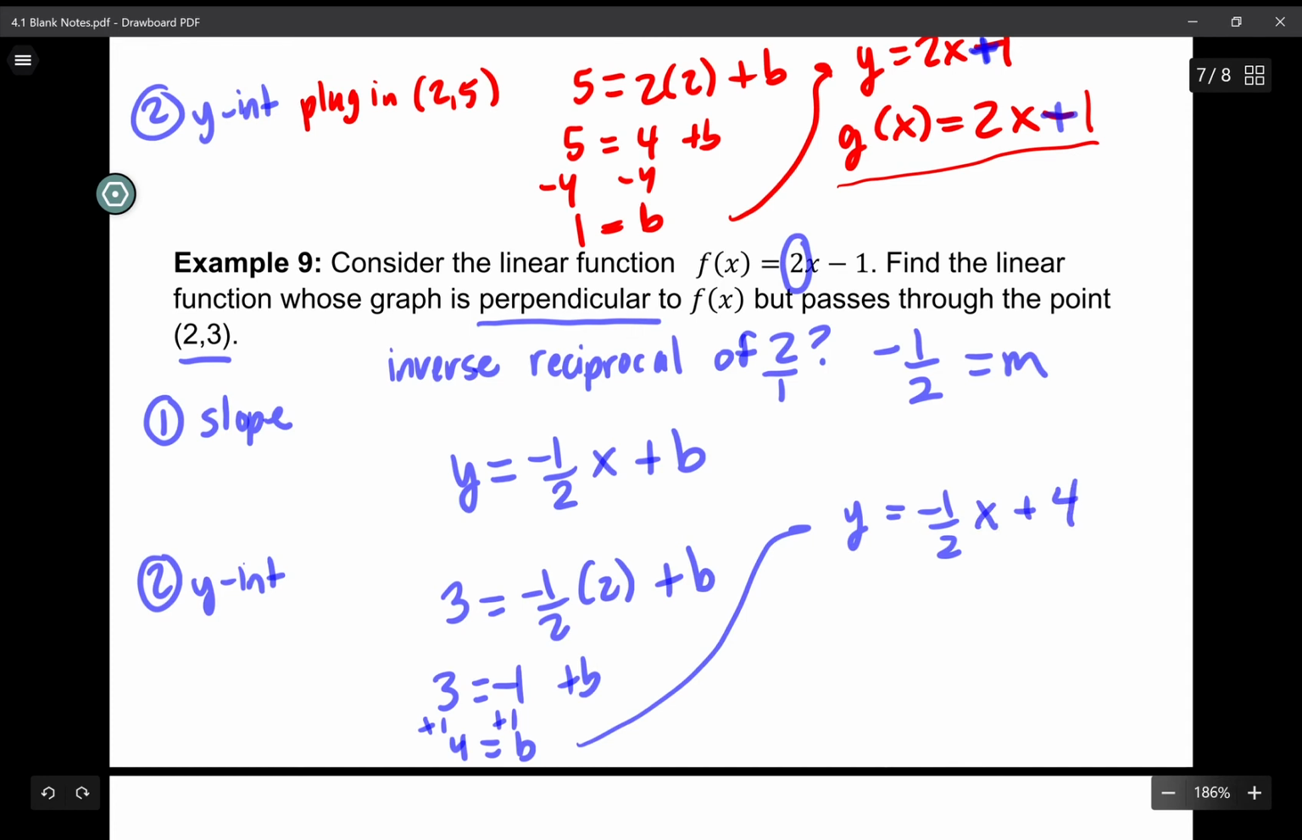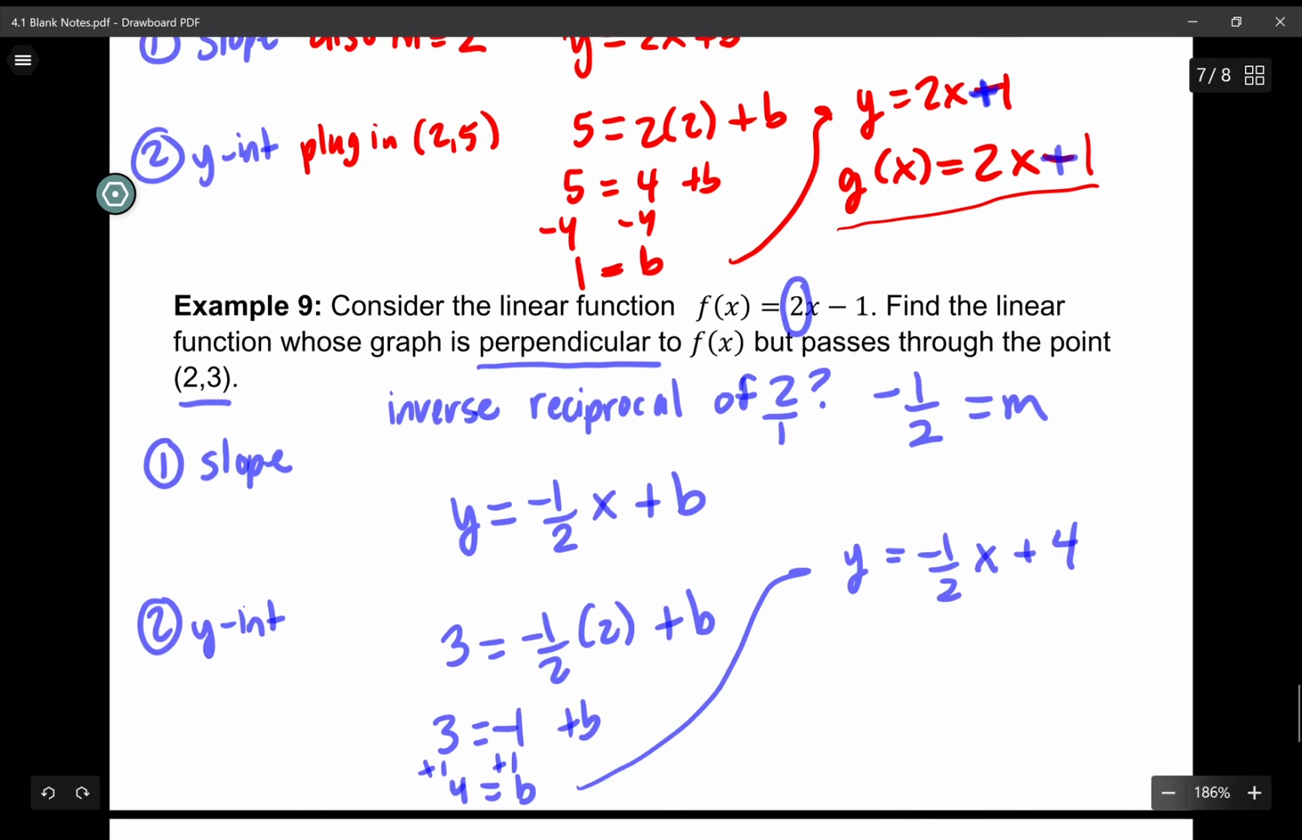That's my perpendicular function. Let's put it in function notation. We'll call this guy h of x. h of x equals minus 1/2 x plus 4. The slopes are inverse reciprocals. If I plug in 2, hopefully I get 3 out. Yeah, I do. Awesome.